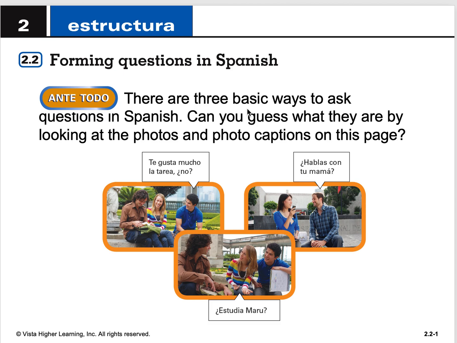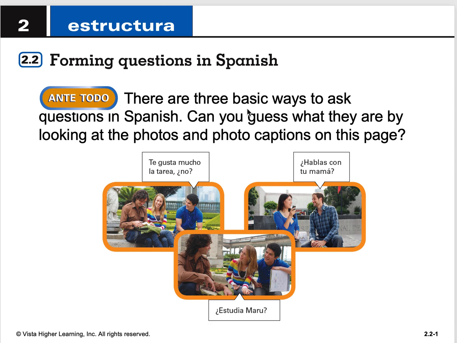We're going to take a look at the second grammar section in Lección 2. So, forming questions in Spanish. We have 3 different ways to ask questions in Spanish. And if you look at the examples on this page, we have several different options.